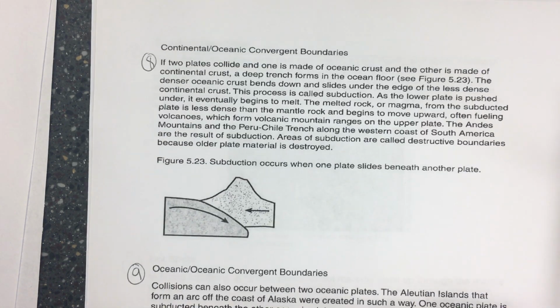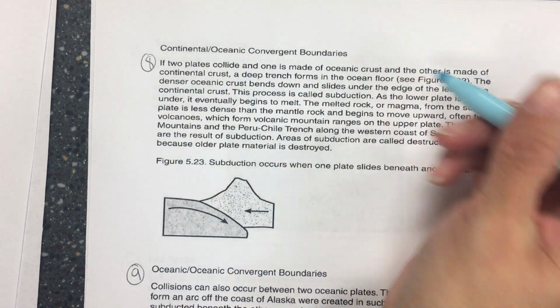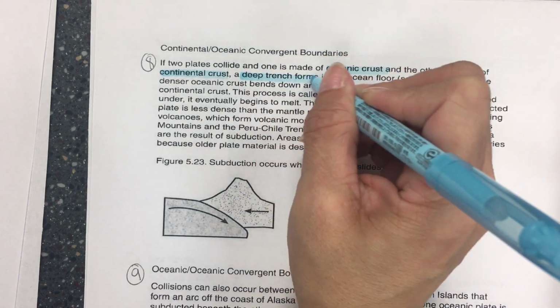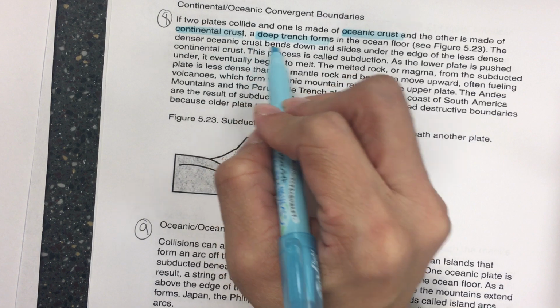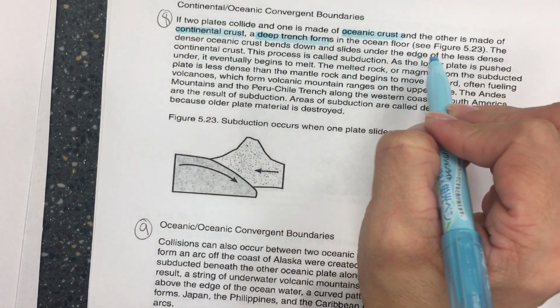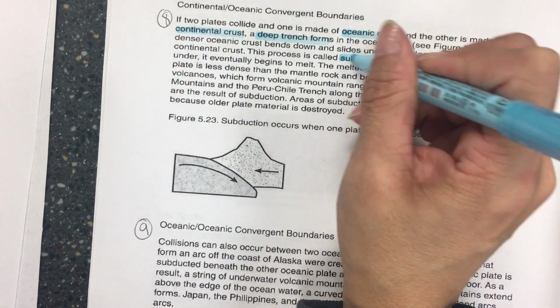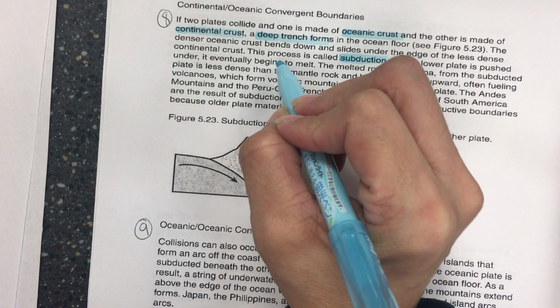Continental-oceanic convergent boundaries. If two plates collide and one is made of ocean crust and the other is made of continental crust, a deep trench forms in the ocean floor. The denser ocean crust bends down and slides under the edge of the less dense continental crust. This process is called subduction. As the lower plate is pushed under, it eventually begins to melt.